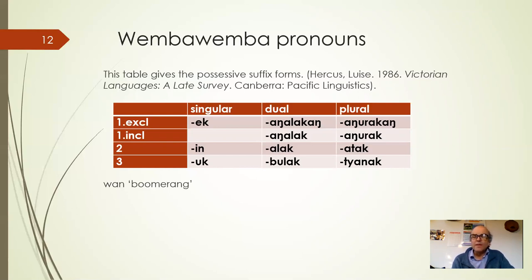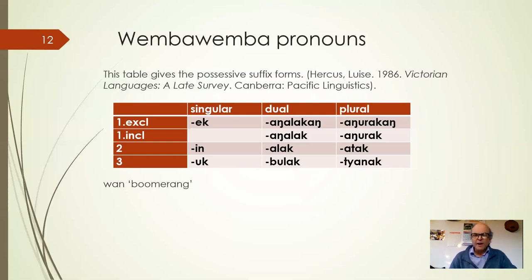In the dual form, there are two different forms, angalak and angalakang. Angalak is what we call the first person inclusive. What that means is it includes the person listening. So it refers to two people, and those two people are the speaker and one person being listened to, who is listening. So suppose I was speaking to Asifa, and I said, we two own something, I would use the form angalak.